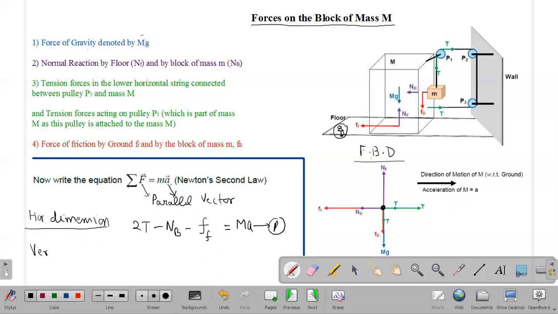And for the vertical dimension, we have force Nf. Notice that there is no vertical acceleration. There is no acceleration in the upward direction and no acceleration in the downward direction, and therefore the vertical forces must be balanced. So vertically upward, we have normal by the floor, and it is balanced by all vertically downward acting forces, which are capital T plus friction between the blocks plus capital Mg. So this is my second equation.